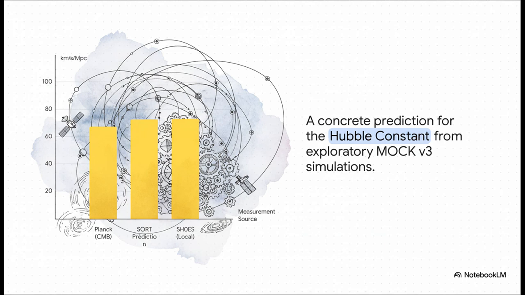Back in that early exploratory phase, Mach V3, the simulation spit out a very concrete prediction for the Hubble constant. So measurements from the early universe, from the Planck satellite, suggest a value around 67, but measurements from the local universe say it's more like 73. Well, the early SORT simulation landed right at 72.79. Now let me be clear, this is not proof, it's from the old sketch phase, but it gives the final blueprint a very specific, very testable number to aim for.